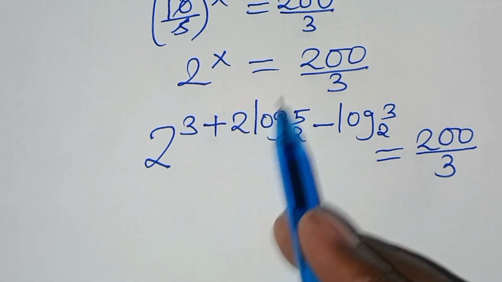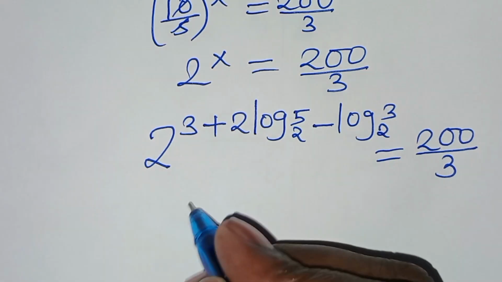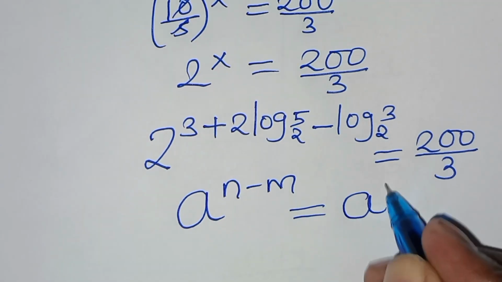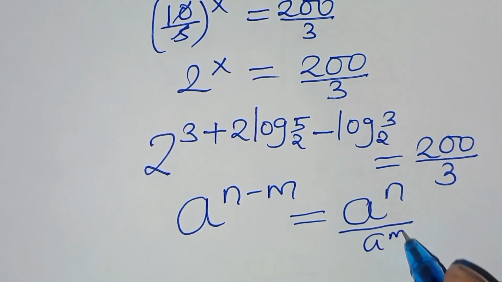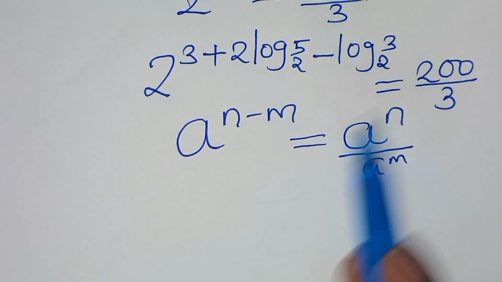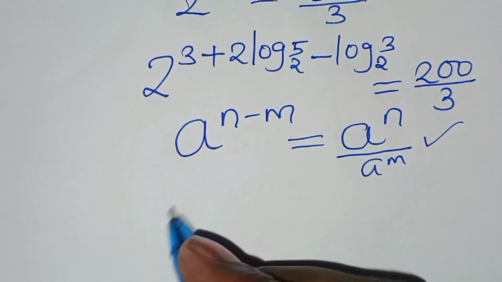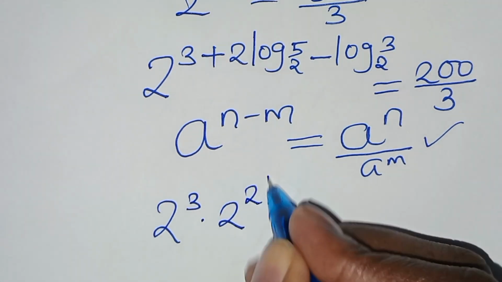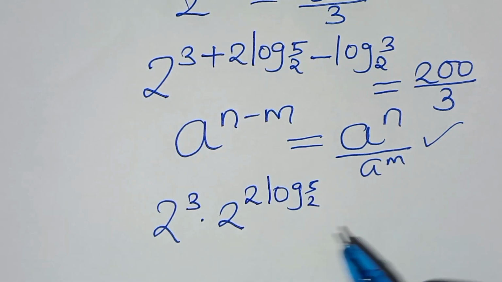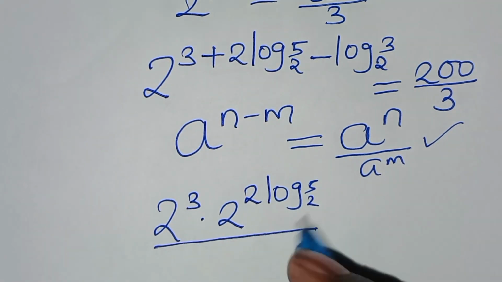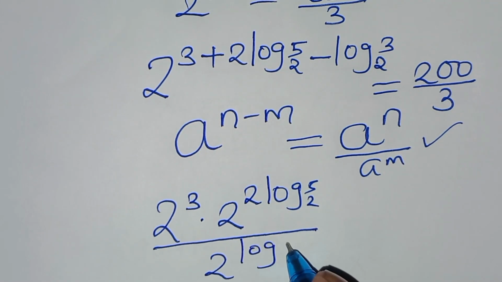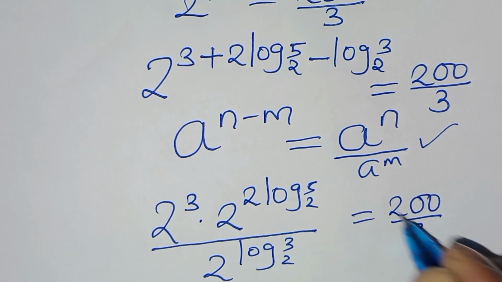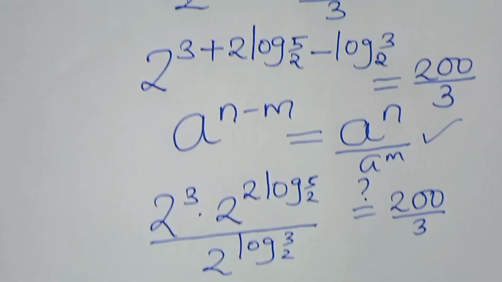2 to power 3 plus 2 log 5 to base 2 minus log 3 to base 2. This is in the form of a to power n minus m, which we can express as a to power n divided by a to power m. Applying this exponent property, here we have 2 to power 3 times 2 to power 2 log 5 to base 2 divided by 2 to power log 3 to base 2. This is supposed to give us a value of 200 over 3. So let's check if this is true.